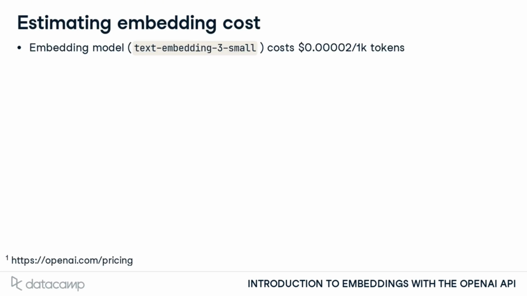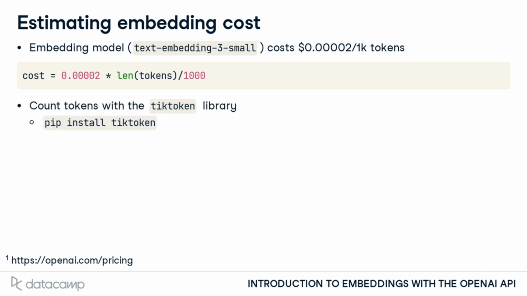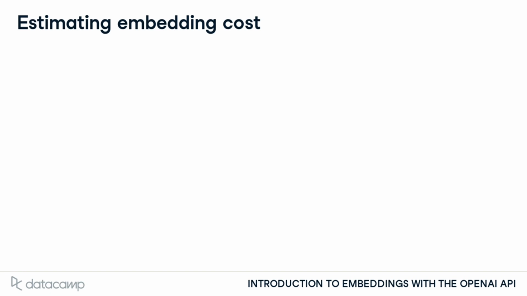OpenAI provides the cost per 1,000 tokens on their model pricing page, which means we can find the total cost by multiplying this value by the number of tokens in the text we'll embed and dividing by 1,000. We can count these tokens with OpenAI's tiktoken library. Tiktoken can convert any text into tokens.